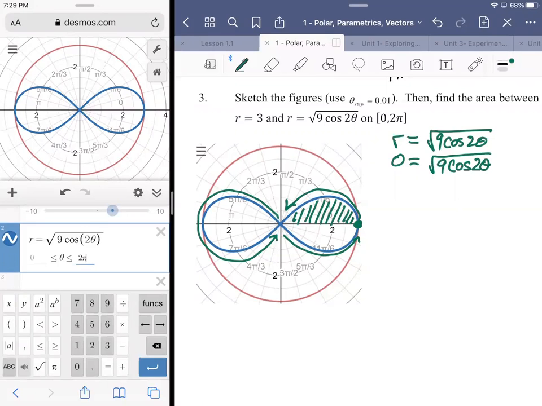But here we want to actually take the original function, set it equal to 0. So 0 equals 9 cosine 2 theta. Divide both sides by 9, so cosine 2 theta is equal to 0. Couple of ways to go from here.